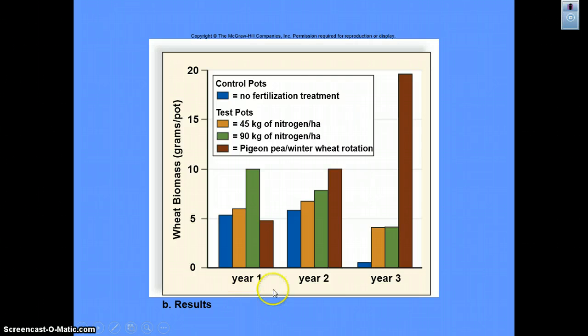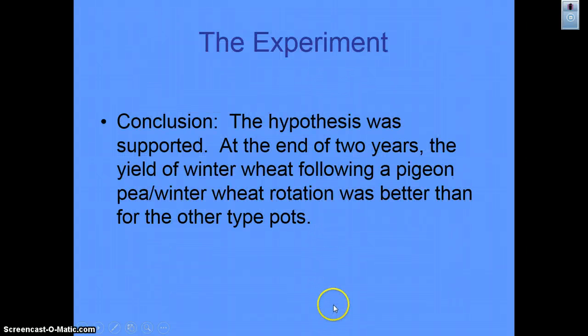So if you look here, we can look at the data, and it looks like that the more nitrogen that you put in it, the better it's going to grow. And if you would have stopped at the end of the first year, that would have been what you would have thought. But you look at the next year and notice that the rotation crop is actually growing more than the ones with the additional fertilizer or at a faster rate. And by year 3, you notice that the crop rotation worked so much better than adding the fertilizer or using no fertilizer at all. So the conclusion was the hypothesis was supported.